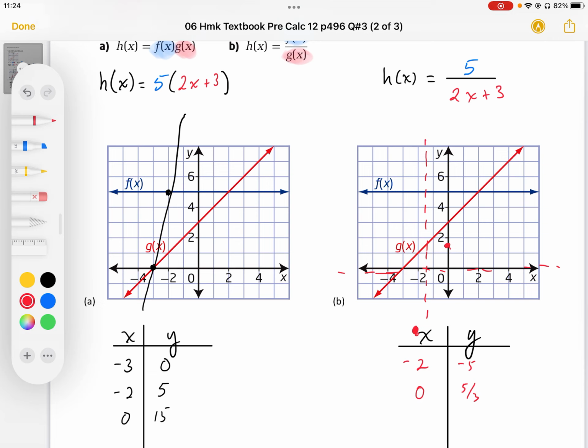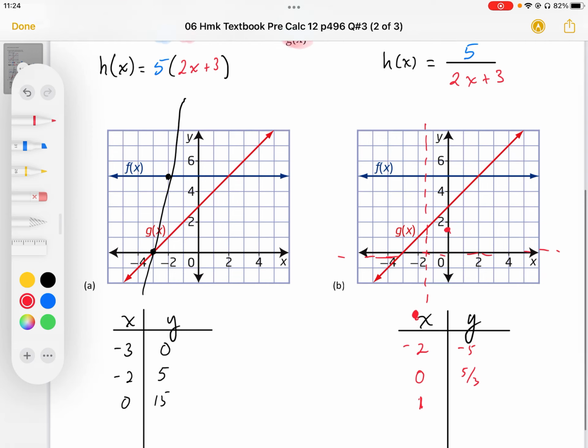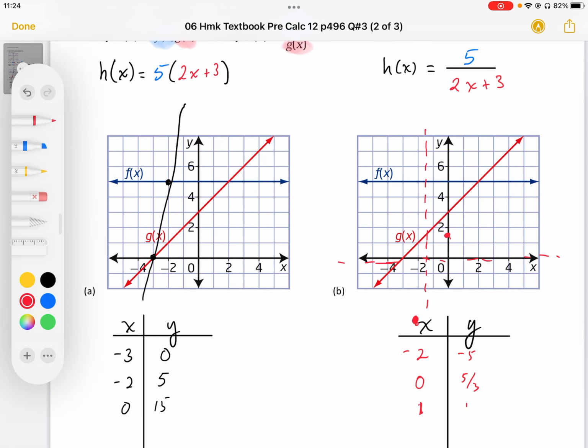I can put a few more points in at x equals maybe 2, or let's just say 1. At x equals 1, y value is going to be 5 over 5, or 1. So 1 and 1 is going to be another point. And then based on my asymptotes and a few points I've graphed, I can put my rational function through those points. So it's going to follow the asymptotes and go through those coordinates.